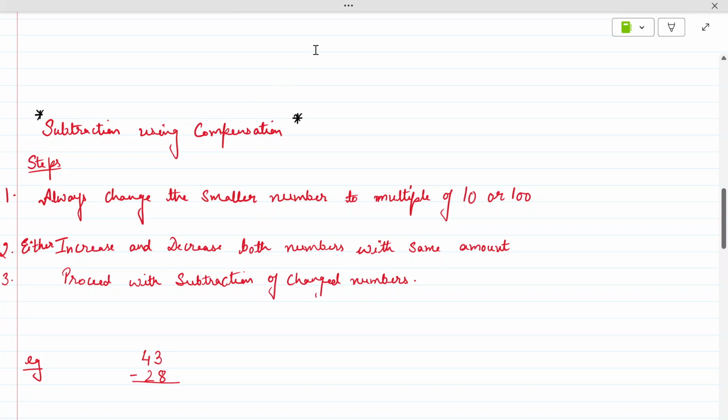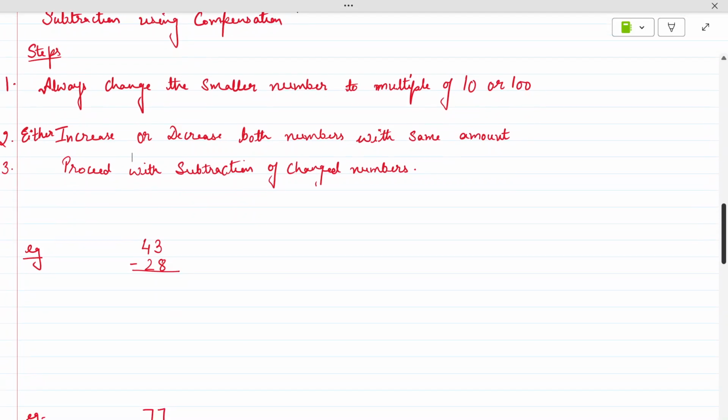Next is, we'll either have to increase or decrease both the numbers by the same amount. So in the case of addition, we had to add to one number, subtract from the other number. But in the case of subtraction, the rule says if I'm adding to one, I have to add to the other also. And if I'm subtracting from one, I will have to subtract from the other one also. Both the numbers, we have to do the same thing, addition or subtraction. Okay. And third step is, once we get the two new numbers, we will have to proceed with the normal subtraction with the changed numbers. Okay. So let us see how it works.